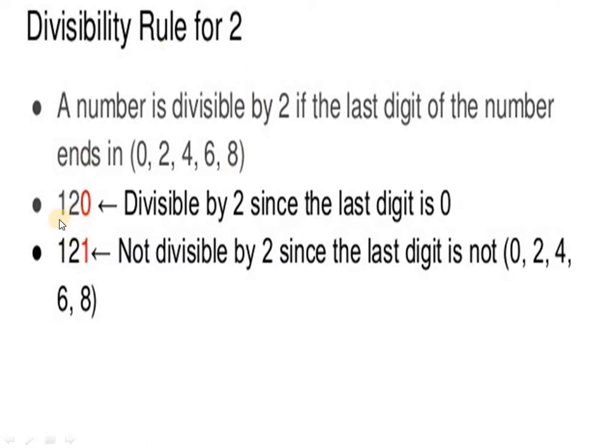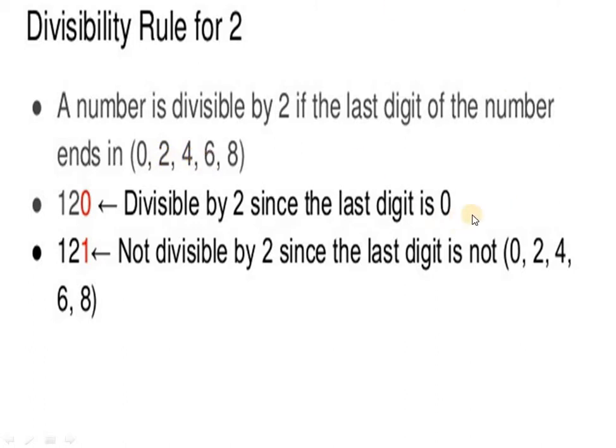120 is the example which is shown to you here. Divisible by 2 since the last digit is 0. In the same way, 121 cannot be divisible by 2 since the last digit is not among these numbers. So 1 is here. That is why the ones digit is 1. So that is why it is not at all divisible by 2. Because we require the following numbers only to find the divisibility criteria. So 0, 2, 4, 6, 8 must be present there.